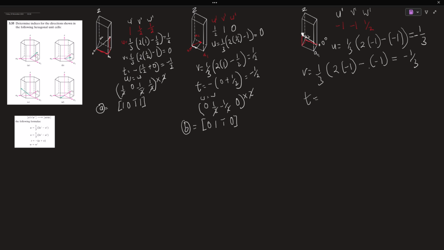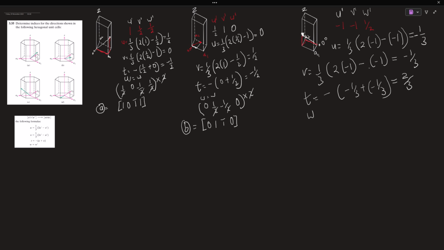So for our T, which is equal to negative open brackets, the V and U we just found, not the U prime and V prime, but the U and V itself, which is our -1/3 plus -1/3. Yeah, a plus in between them. So in the calculator, we push in minus open bracket -1/3 plus open bracket -1/3. We close the brackets, and we have 2/3.